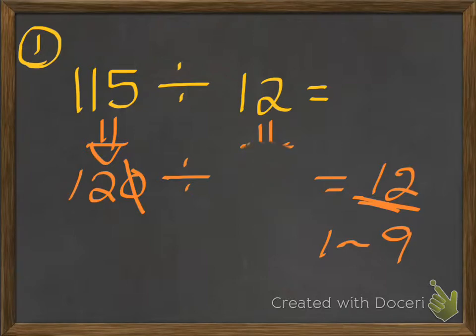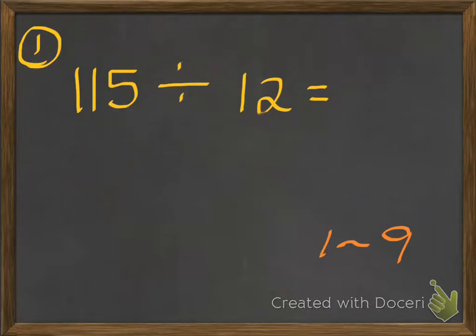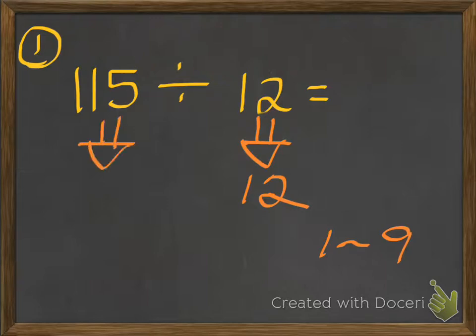Let me try doing a different one, because I know my answer is going to be between 1 and 9 today, just for today. So let's take that back down to, you know what, I can probably keep it 12 because I know my multiples of 12. So then I'm going to take 115 and I'm going to change that to 120, which is pretty close to 115.